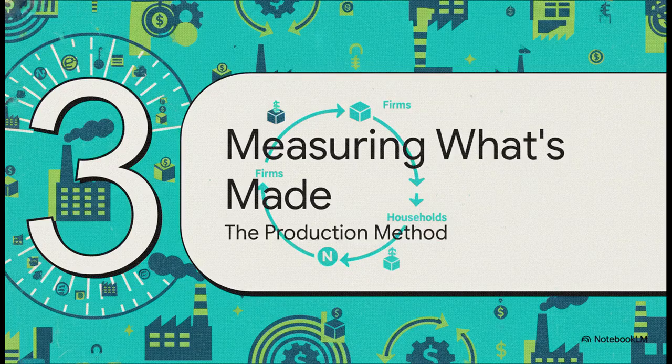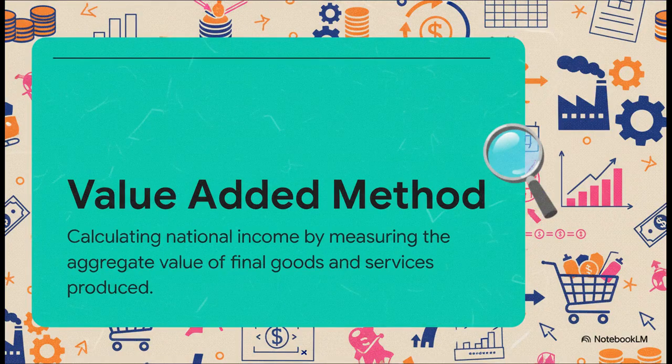Okay, so if we want to measure the size of this entire flow, one really logical place to start is to just measure everything that gets produced by all the firms in the economy. This is what's called the value-added method. The basic idea is to add up the market value of all the final goods and services that are produced. But there's a really important trick to it to make sure we don't accidentally count the same thing twice.